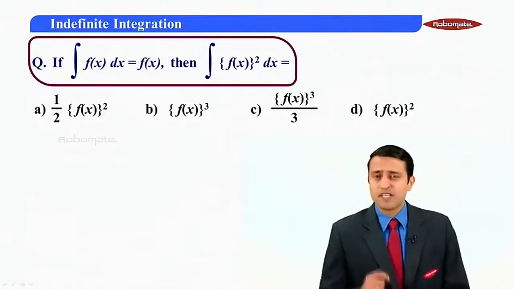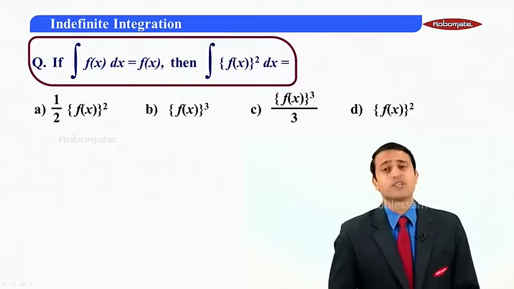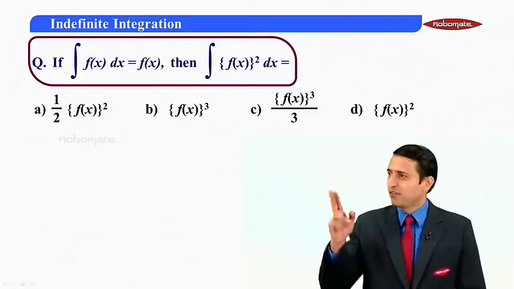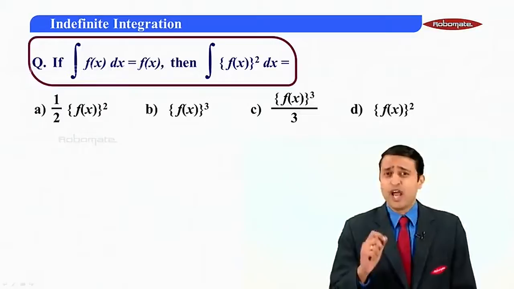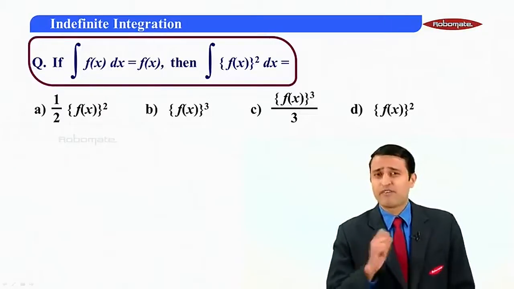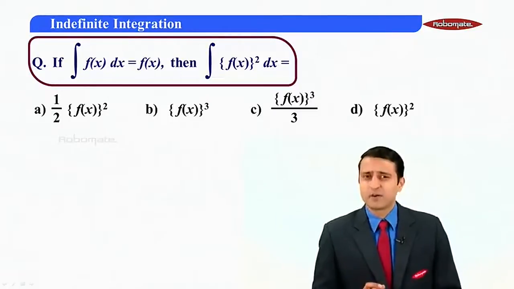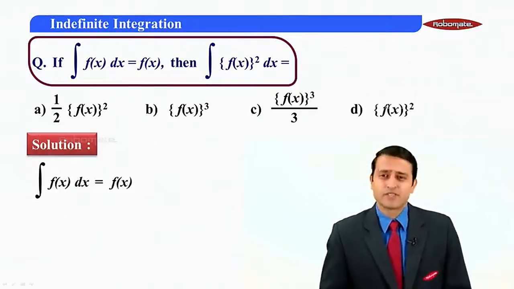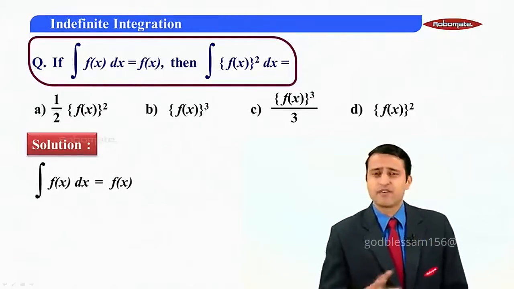My dear students, please make it a habit to read or go through the four options to understand what is to be done in the question. If you see the four options here, you will understand that you have every option in terms of f of x. So there is no rocket science involved in this particular question. It's actually a very basic question. Let's write the information which is given to us. It is given to us as integral f of x dx is equal to f of x.